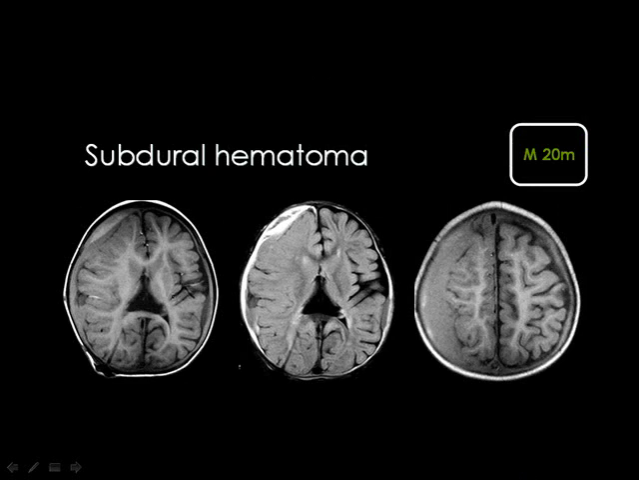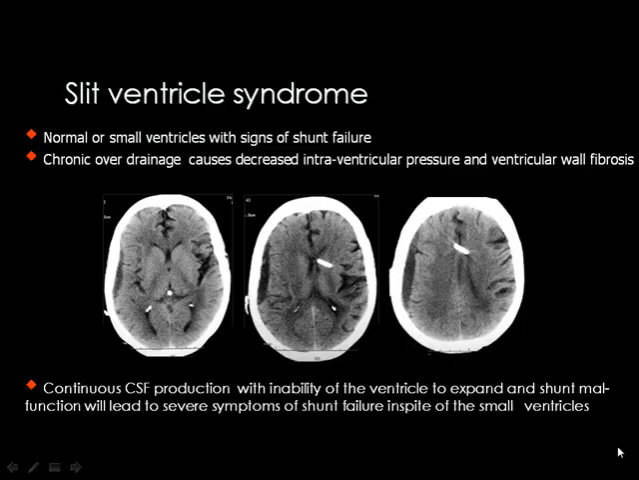Then this is a case of a shunt tube complicated by subdural hematoma on the right side by MRI T1 weighted image. Then you come to the slit ventricle syndrome. The slit ventricle syndrome means that the ventricles are markedly collapsed and the patient is complaining of symptoms of hydrocephalus.